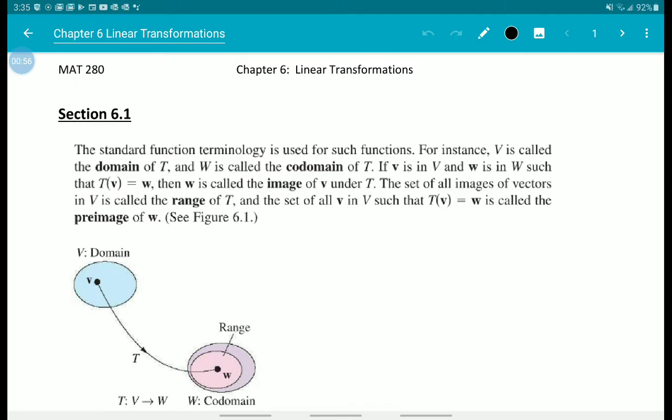The standard function terminology is used for such functions. For instance, V is called the domain of T. So those are your input items. What kind of things can I plug in? W is called a codomain. Now that's a new term for us. I want you to think about the codomain as what can you possibly get out of this?